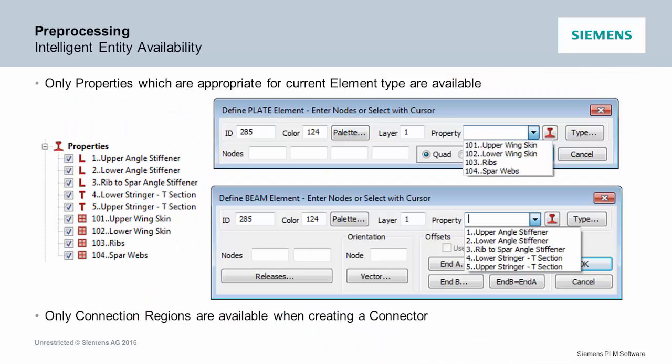If you're meshing plates, we used to list every property. You could go pick a beam property and it would say, no, you can't mesh with that. No, you can't mesh with that. We only show you the ones that you can mesh with now. So if you're creating beam elements, it only shows you the line properties. If you're meshing with plates, it only shows you the shell properties. If you're meshing with solids, it only shows you the solid properties.